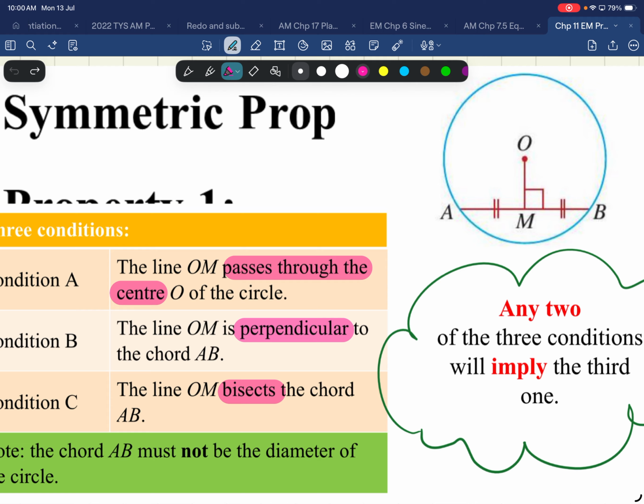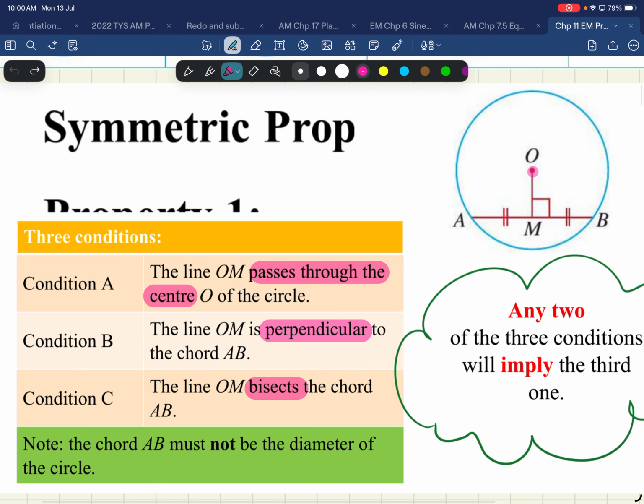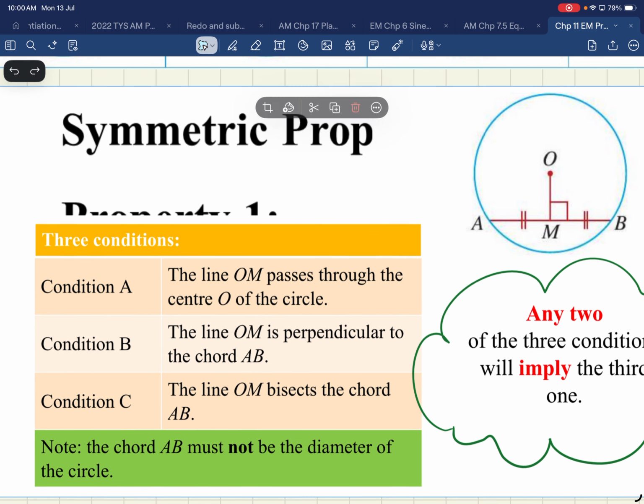Now, the three things we talk about. We have a line called OM. Number one, it must pass through the center of the circle. Number two, the line OM and AB will form 90 degrees. And number three, the line OM will cut it into equal halves.